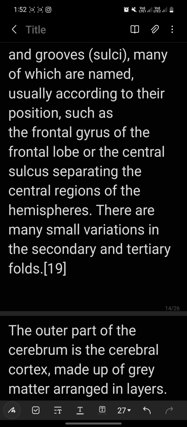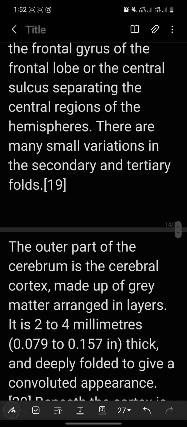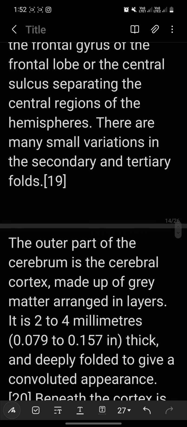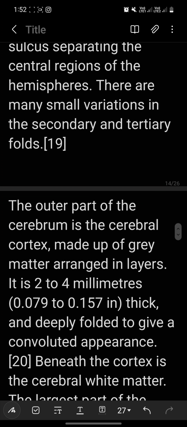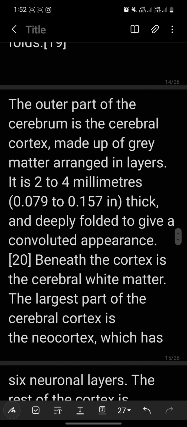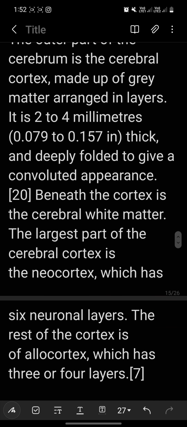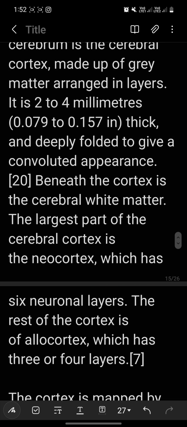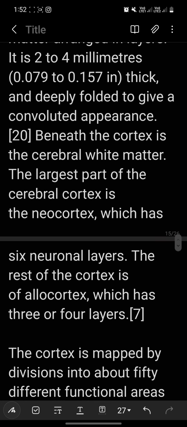The outer part of the cerebrum is the cerebral cortex, made up of gray matter arranged in layers. It is 2 to 4 millimeters (0.079 to 0.157 in) thick and deeply folded to give a convoluted appearance. Beneath the cortex is the cerebral white matter. The largest part of the cerebral cortex is the neocortex, which has 6 neural layers. The rest of the cortex is allocortex, which has 3 or 4 layers.